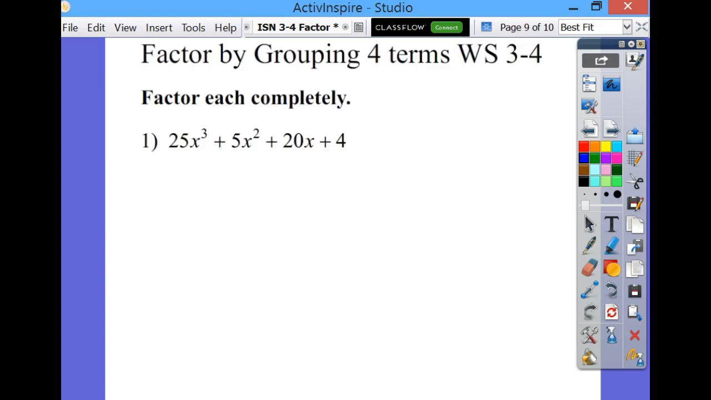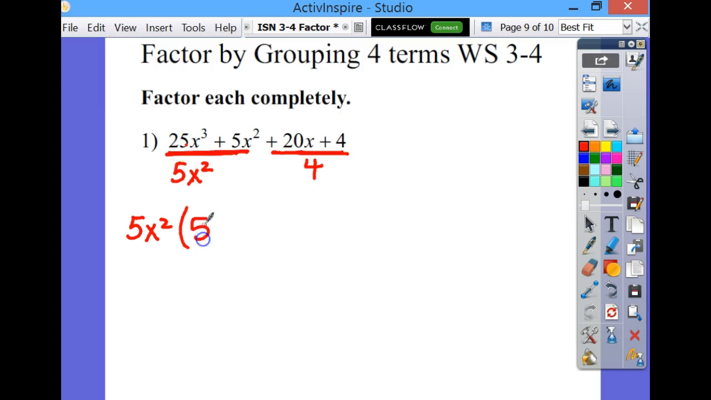So this is number 1 on your homework paper. I look at all 4 terms. I don't have a GCF. What is step number 2? Make 2 groups of 2. Now, what is the next step? Look at this group. What's the GCF for this group? What's the GCF for this group? So then we're going to factor out the 5x squared out of this group.